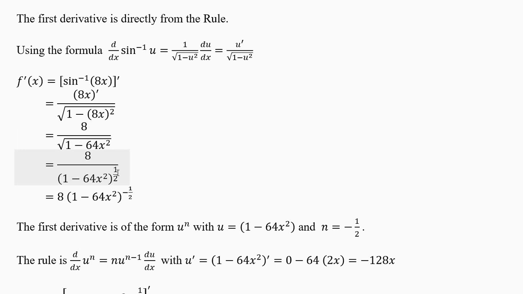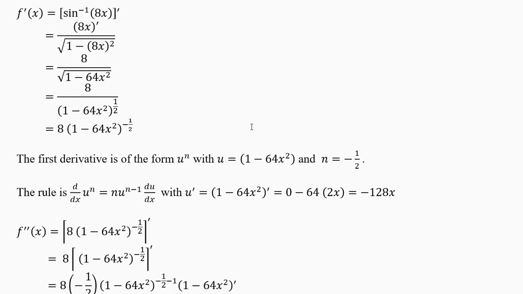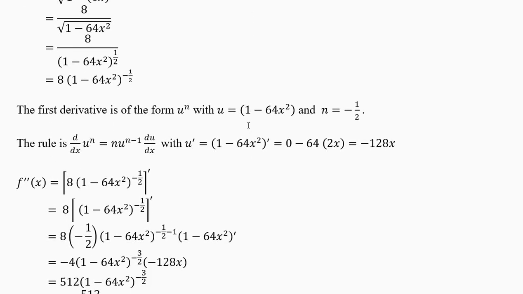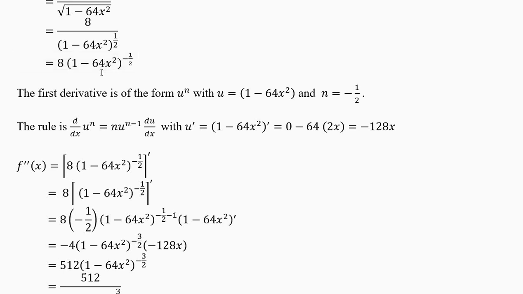So write it as power half in the denominator. When you shift it to the numerator, you will get power minus half. We have seen this in the last chapters. Now your first derivative looks like u power n, u equal to 1 minus 64x square and n equal to minus half. Now what's the rule? n u power n minus 1 du by dx and u equal to 1 minus 64x square. Now u prime is 0 minus 64 into 2x, which is minus 128x.